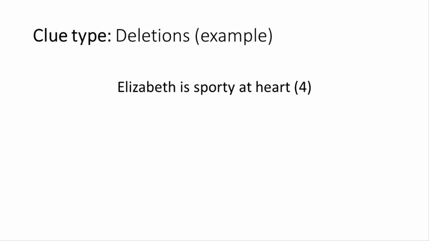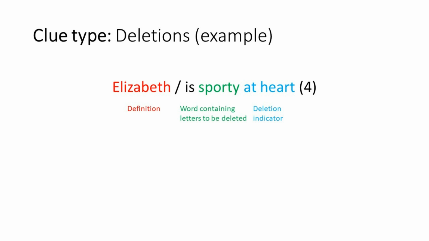Let's try an example. Elizabeth is sporty at heart, 4. Here, Elizabeth is the definition. Sporty is the word containing letters to be deleted, and at heart indicates that we delete some letters. At heart means we take the middle of the word, so we're going to delete the first and last letters. This clue type could also be called letter selection, which we'll come on to later. So if we remove the sides of sporty, we get port. Elizabeth is a famous port in South Africa.